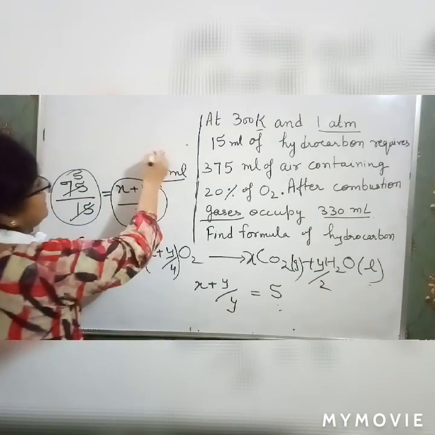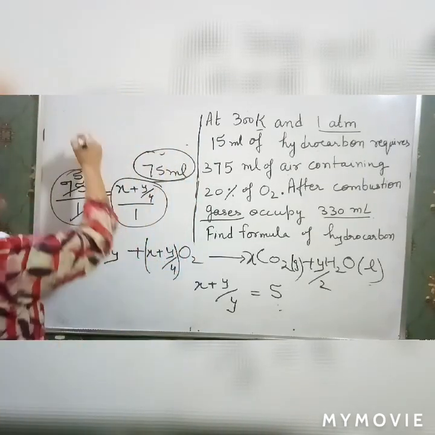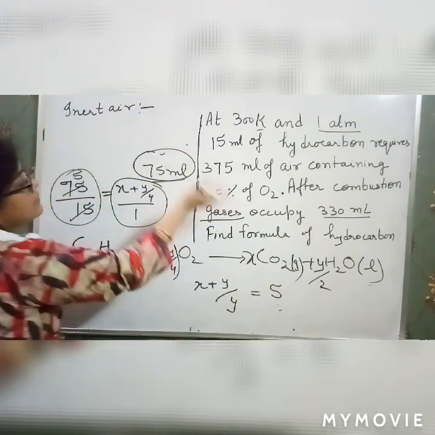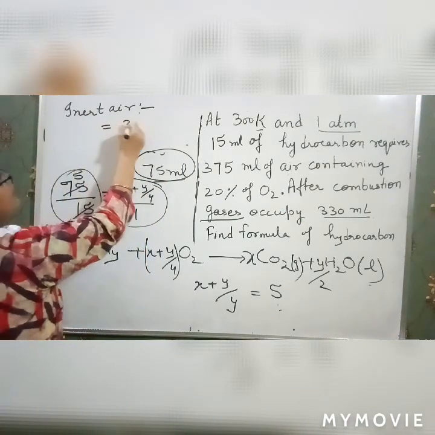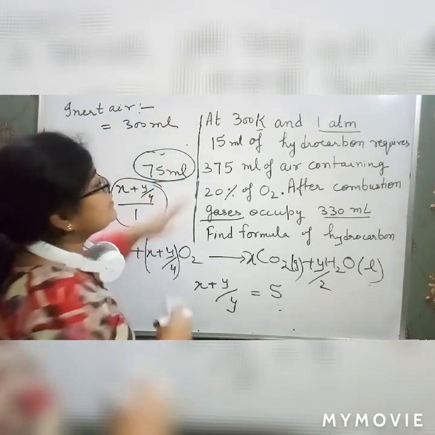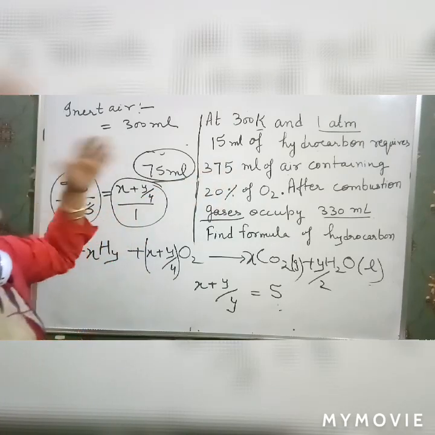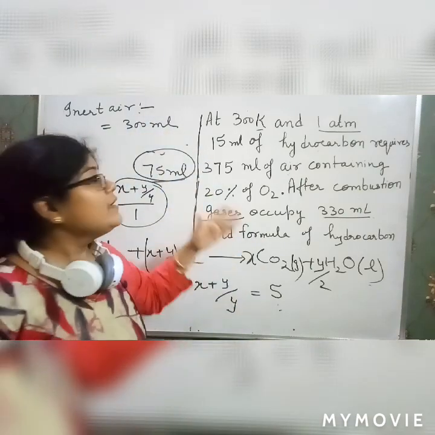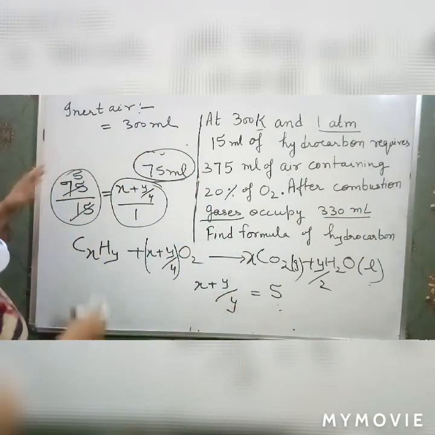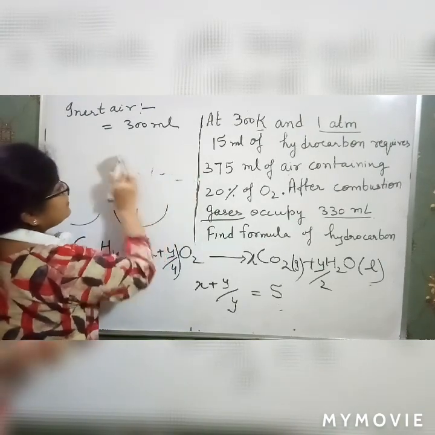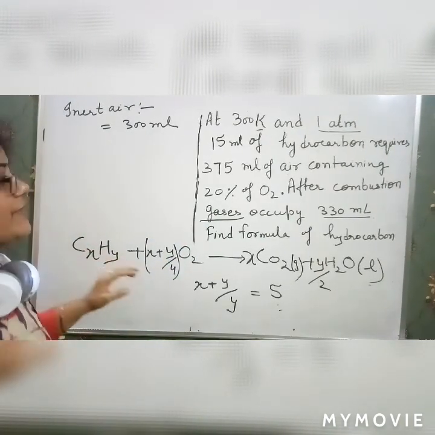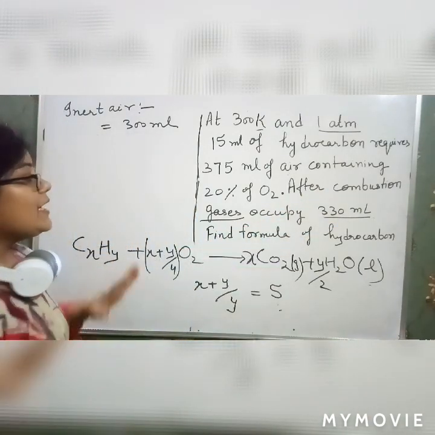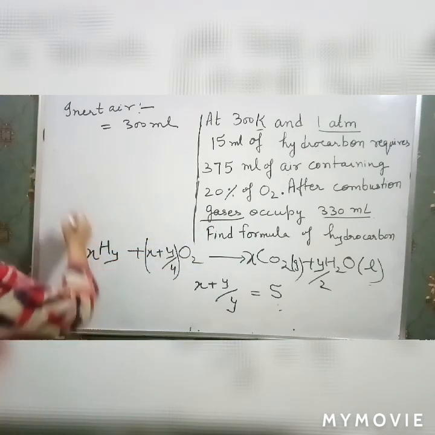In this case, we see that we have 75 ml of oxygen. So the inert gases present in the air are 300 ml. Okay. When we burn the hydrocarbon in the air, the volume of the inert gases is 300 ml. So during the burning, inert gases remain unaffected. So this proportion must be same when the product is formed. So it is given here that after combustion gases occupy 330 ml. So when we burn the hydrocarbon we get 330 ml.